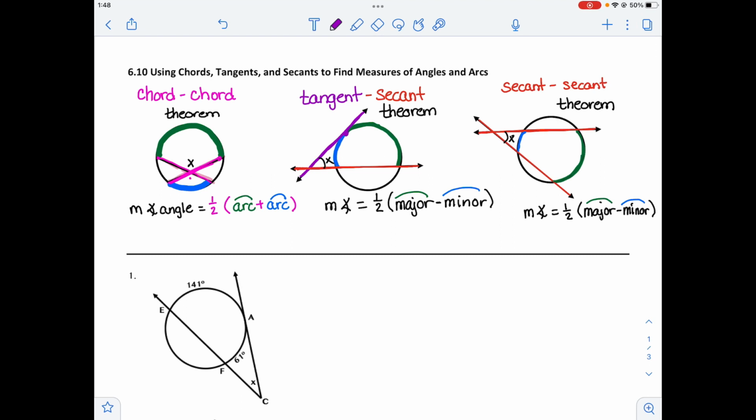We'll talk a little bit about tangent as we move on. Then we have secant. So we have these two red lines. You can see that they're secants. They go through the circle and continue, and we've created this angle outside. To find that angle, if we know the major arc and the minor arc, we subtract the minor from the major, and it's half of that. So when we have the tangent secant and the secant secant, they are exactly the same as far as their formulas or their relationships. So we're going to do some examples.